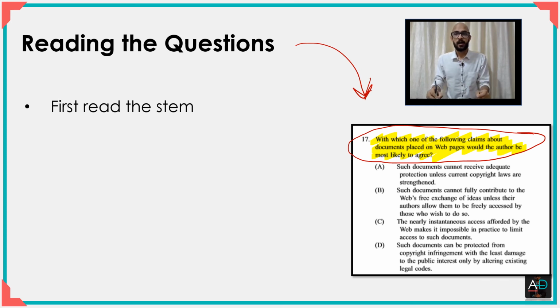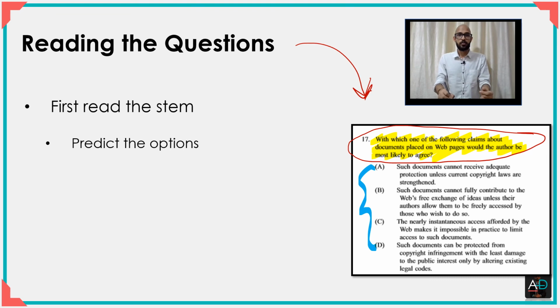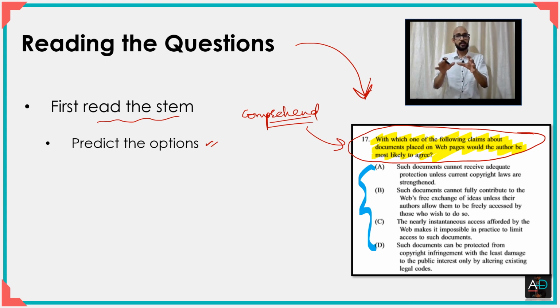So let us say you read this question stem first. After reading the stem, you have to wait for a moment. Before you go ahead and start reading the options, you need to pause and think whether you're able to predict the options. If you've really been able to comprehend the question stem, then you kind of know what the options are likely to be. You may get your prediction wrong, but still you should predict them.